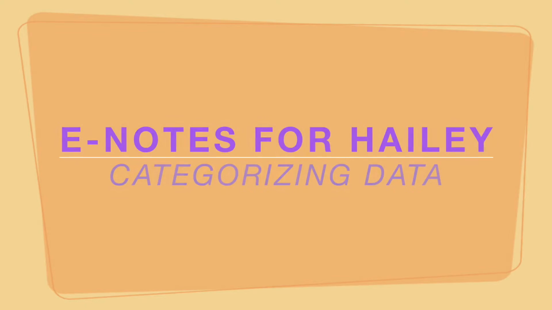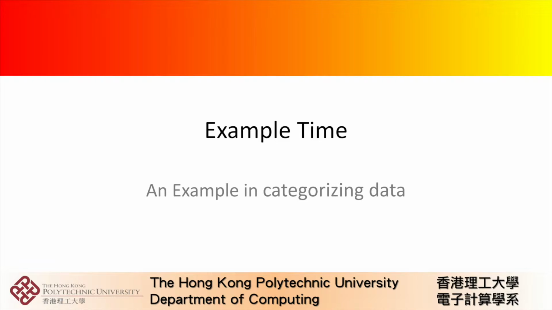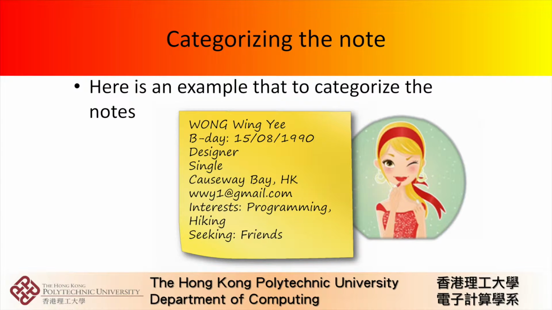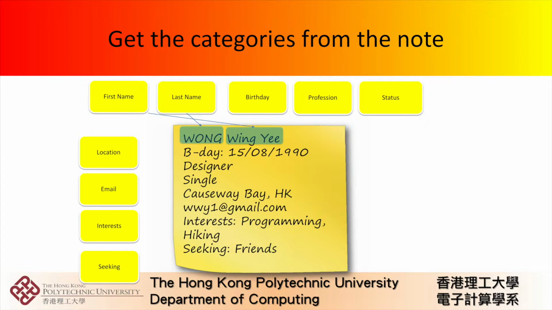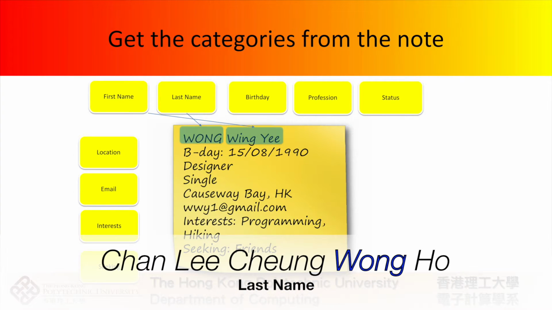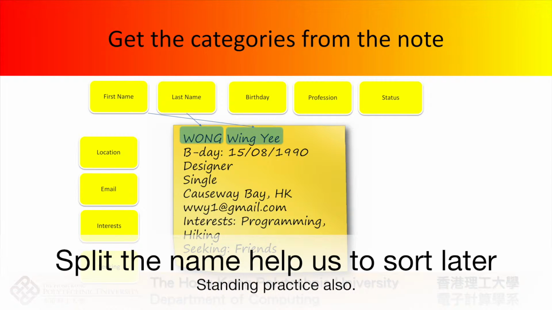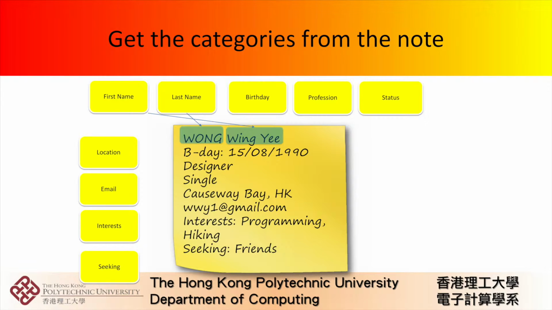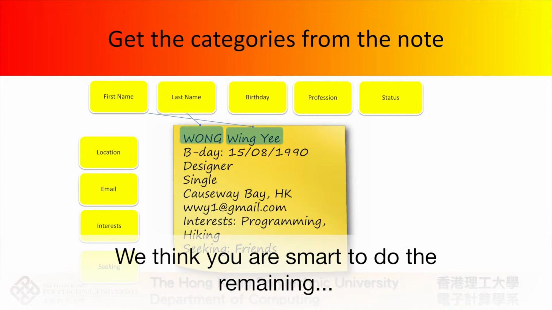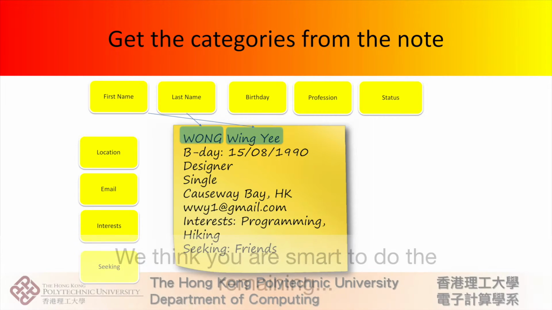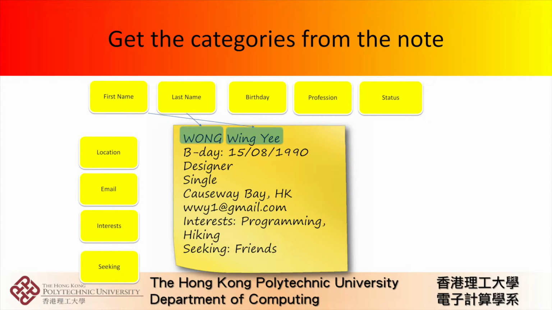Now is the example time. Here is an example of categorizing the notes. Wenyi is the first name and Wong is the last name. We have split her name into first name and last name. This is the standard practice and will help us process the data later. We think you are smart, and we assume you can categorize the remaining data in the same manner.